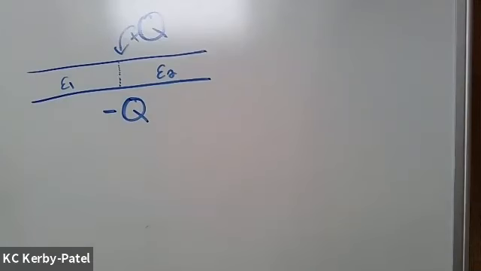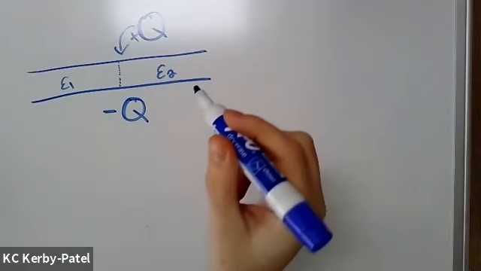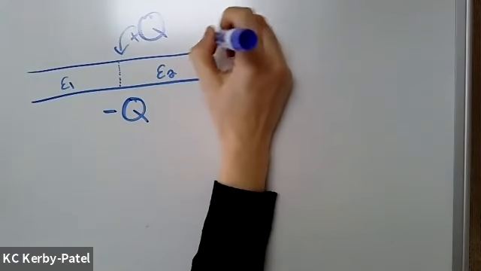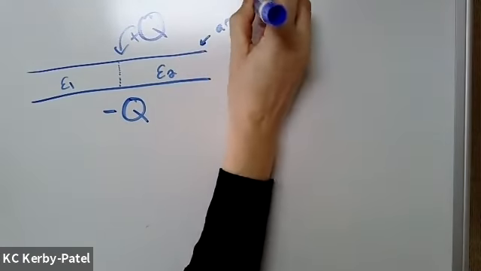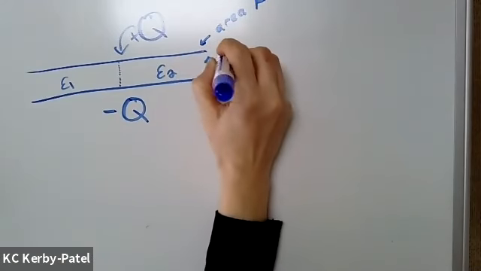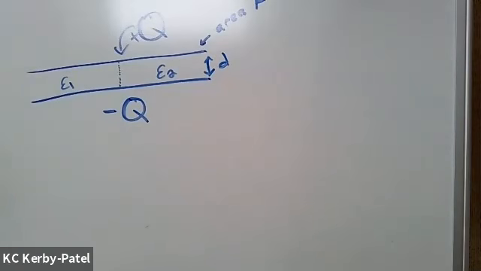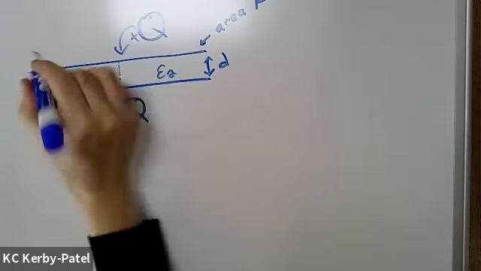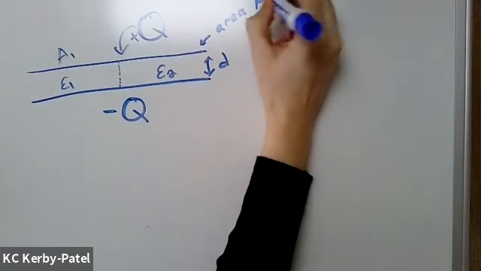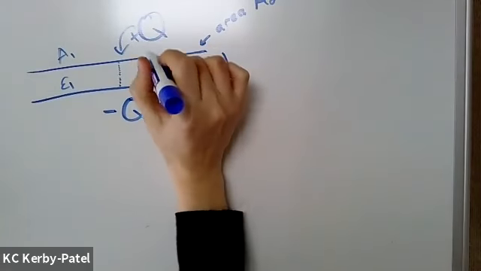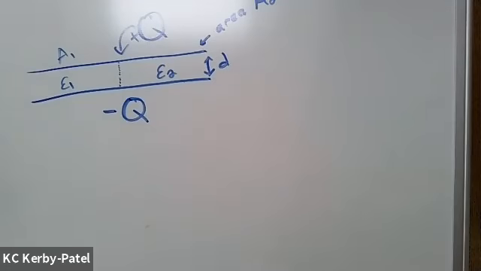All right, so just to recap, assume we have a parallel plate capacitor. The plates have area A and they're separated by a height. Let's make it D. Well, in fact, let's make this area A1 and area A2 like that. And then we've deposited charge plus Q on the top plate and a minus Q on the bottom plate.